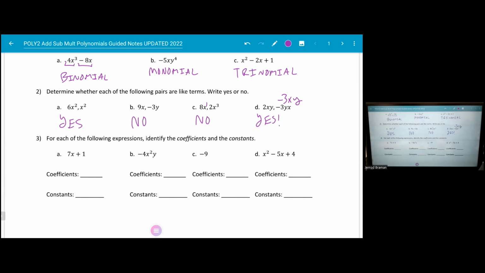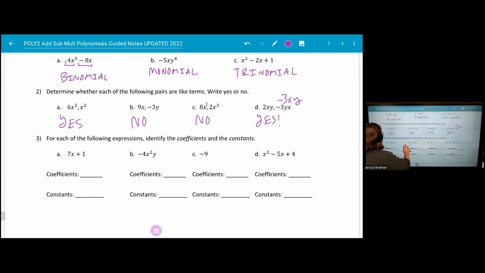D, on the other hand, yes, they are. And here's the reason why. Think about it like this. If I do 2 times 3 times 4, that's the same as 2 times 4 times 3, or 3 times 4 times 2. The order of multiplication doesn't necessarily matter. We could rearrange this so that negative 3yx, we could also call that negative 3 times x times y. So yes, they have the same variables, and those variables have the same exponents. So D, yes, those are like terms. So keep an eye out for that. They're going to try to trick you sometimes, they being the math people, okay?